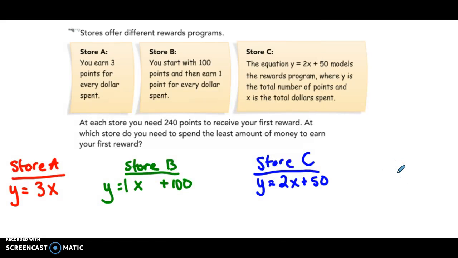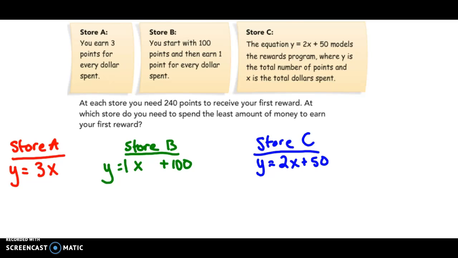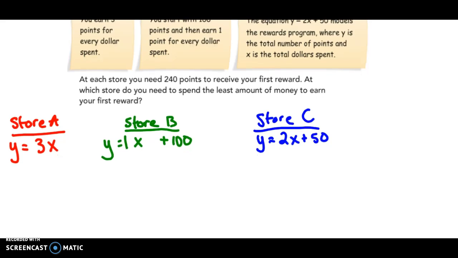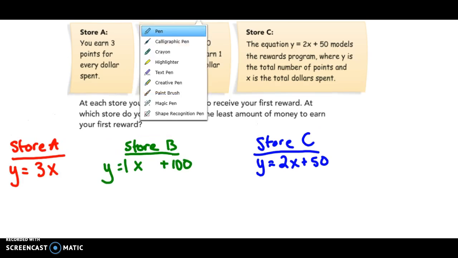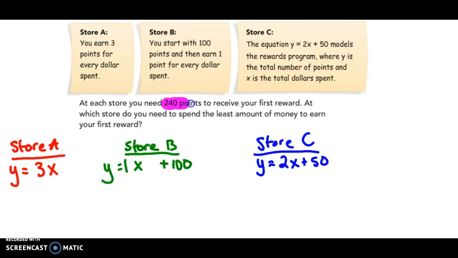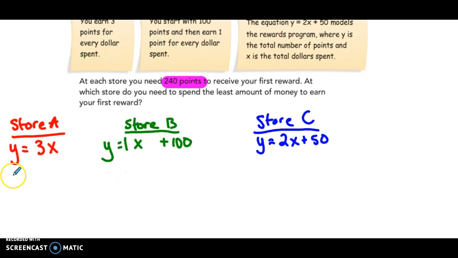The question they want us to answer is, at each store you need 240 points to receive your first reward. So I'm looking to see which store has the best reward system so I spend the least amount of money, which means I'm going to take this 240 points and plug it into my equation for y and find out what the x is going to be. So for store A, we did in red, we get 240 equals 3x. Divide each side by 3, I get x to equal $80. That is what I would need to spend to get 240 points for store A.